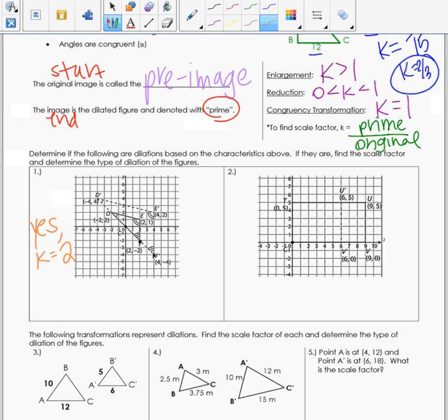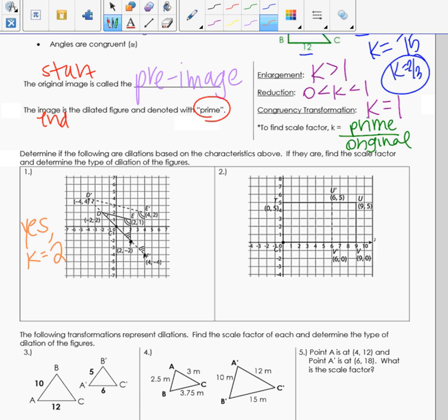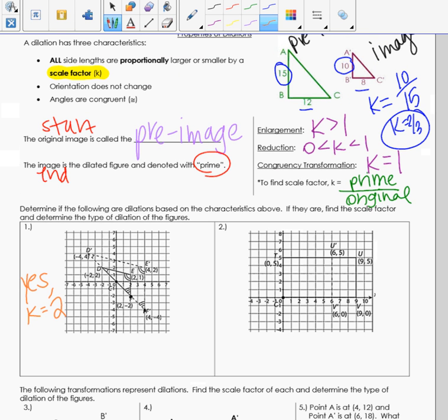Okay. Now remember, there were a couple other characteristics at the top of our notes. So orientation does not change. We just check the scale factor. All of our coordinates check out. Here, orientation doesn't change. It is the exact same orientation. We haven't flipped it, moved it, whatever. And my angles are congruent. Here they're marked, so we're good. So this is an enlargement because K is bigger than 1. Okay, so you could say that this is an enlargement and that the image is 2 times bigger than the pre-image. Okay, it's twice as large.